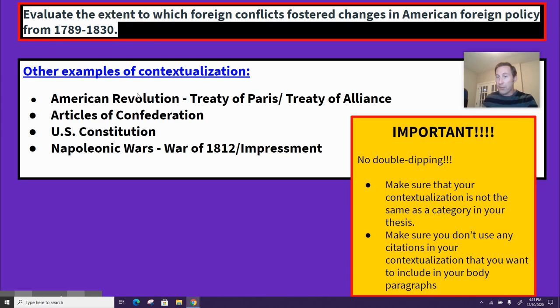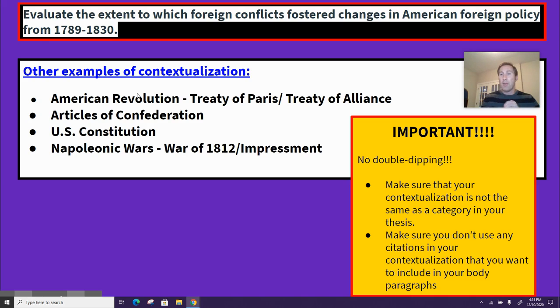The Napoleonic Wars are not before; it's during, but it would also work. Explaining how the Napoleonic Wars created conflict between Great Britain and France, how the United States got caught up in the middle of that, and how that affected our foreign policy, as long as I'm not double dipping. This is really, really important. If I'm going to talk about the foundations of neutrality with Washington's Proclamation of Neutrality as my contextualization, one of my arguments should not be neutrality. That would be too closely aligned with one another.